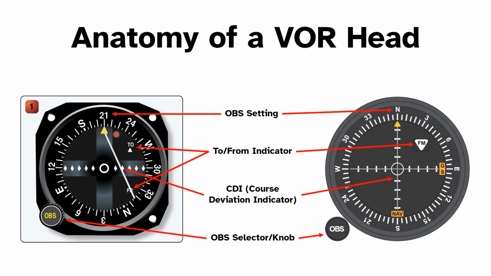Next up is your to from indicator, which you'll find over here in a lot of cases, and this arrow will flip and point the other way if it's a to, and it'll have a little off if it's not indicating. And then you have your CDI, your course deviation indicator. That's that needle that swings one way or the other in the center to show you how far off course you are. And finally, there's the OBS selector knob, which on the actual test doesn't do anything for you, but it's how you actually set your OBS at the top.